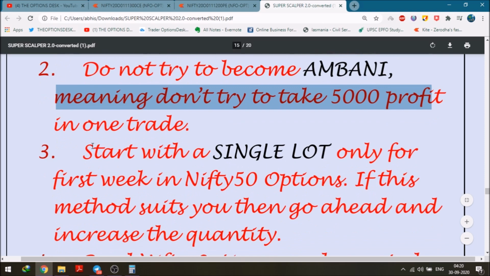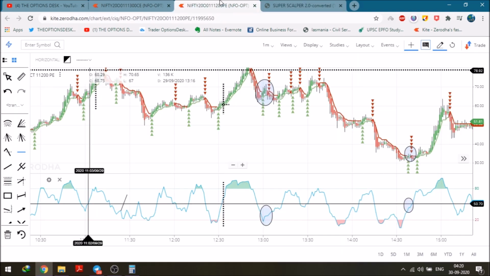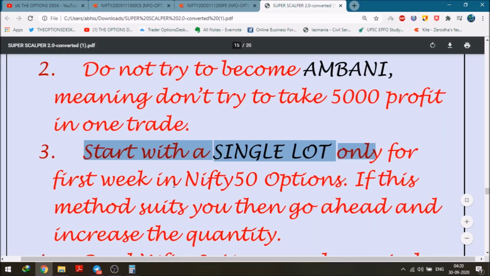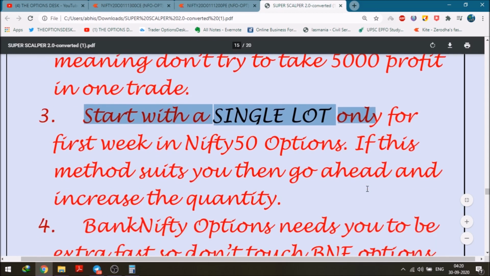Start with a single lot only for the first week in Nifty 50 options. This is my tip. I would prefer you to do that. You can do a paper trade for 1 week, and then you can start with one lot. One lot would be fine. That is around 300, 400 rupees risk, but no problem.